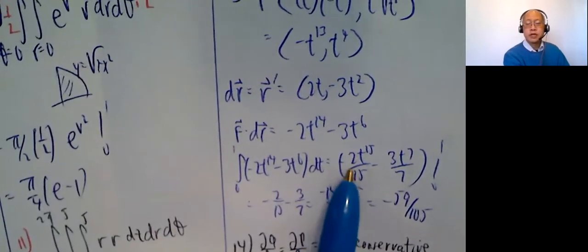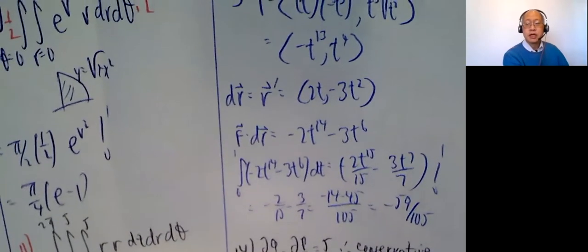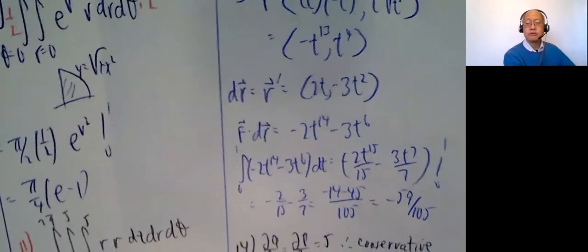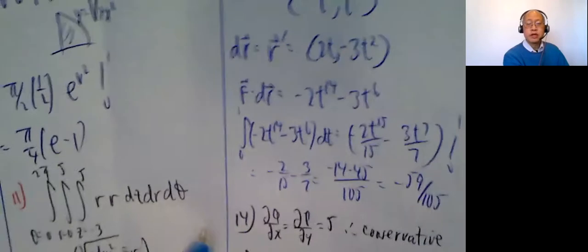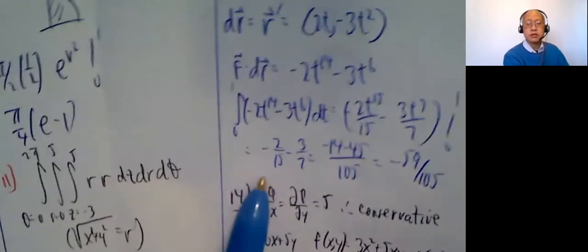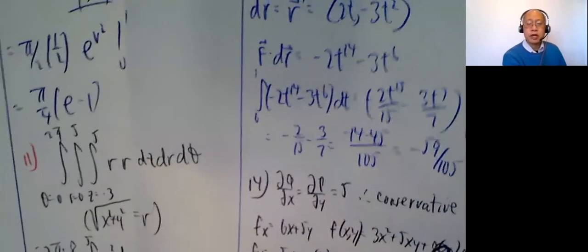negative 2t to the 15th over 15 minus 3t to the 7th over 7 from 0 to 1. Plug in 0, you get 0. Plug in 1, negative 2/15 minus 3/7. A little bit of arithmetic. Negative 59 over 105.